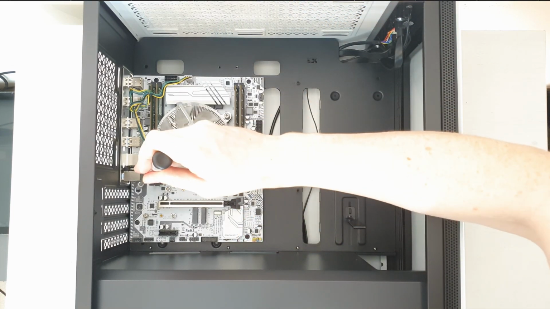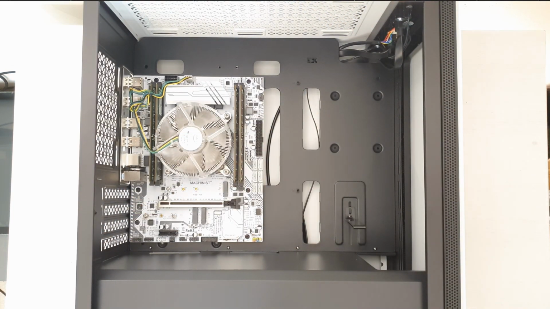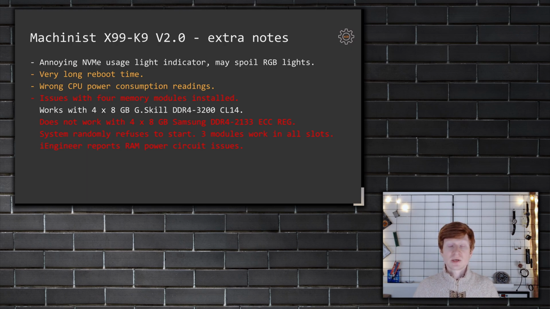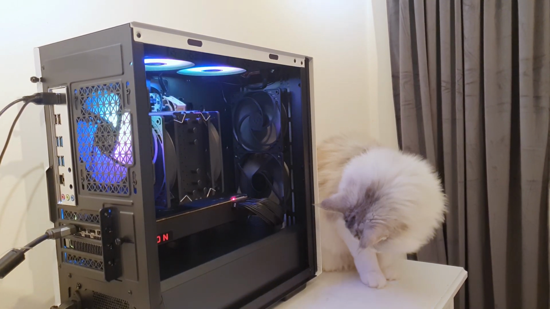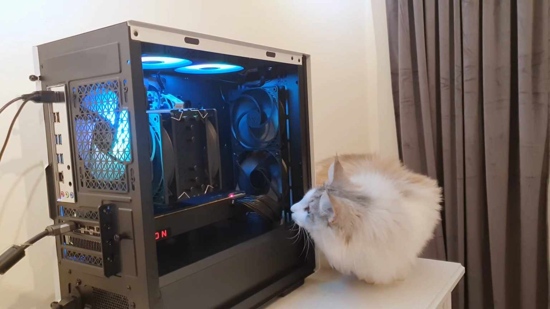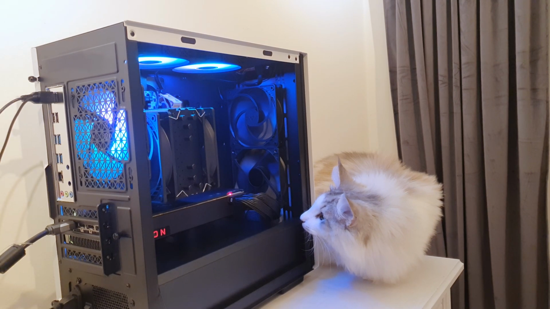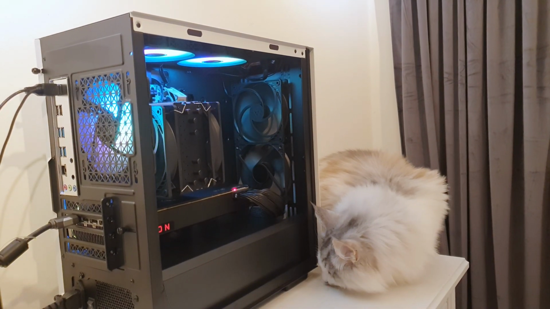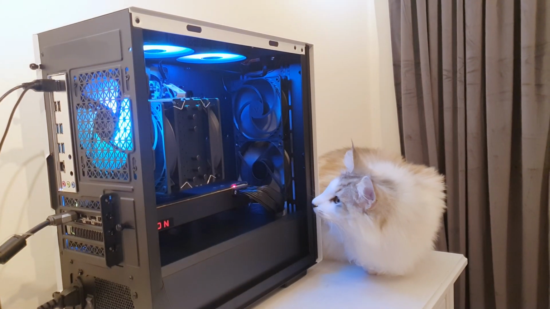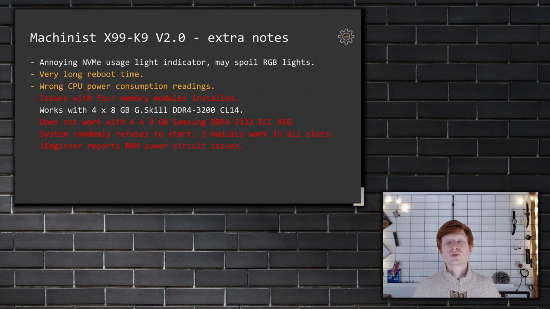I have tested each memory module individually, I have tested each memory slot individually, and everything was working fine, but as soon as I install four memory modules, the motherboard every now and then just refuses to start. If I use only three memory modules, the motherboard starts 10 times out of 10 tries. And it doesn't matter which three memory slots I'm using, as long as it's only three memory modules, it always starts. But as soon as I install four memory modules, sometimes it starts, sometimes it doesn't start.